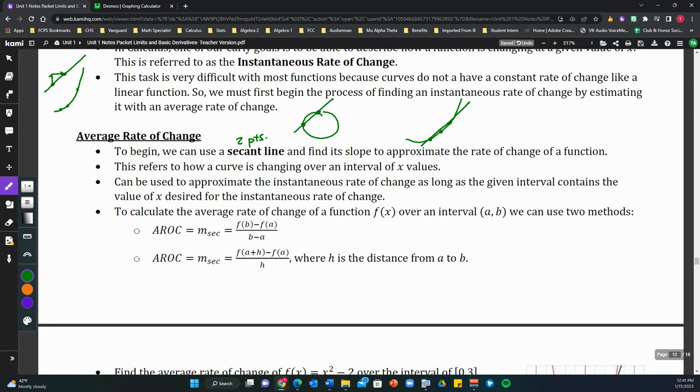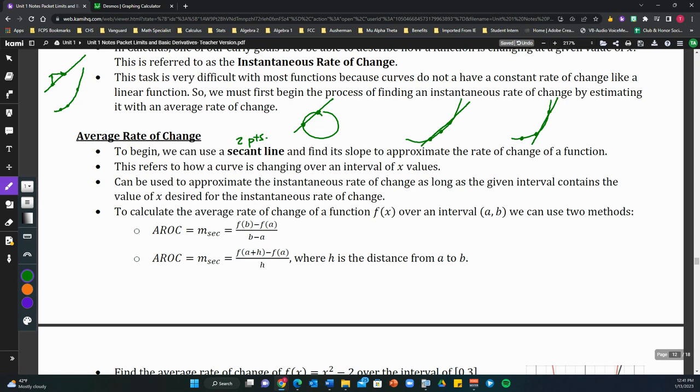When we do this, what we're really trying to determine is how that curve is changing over an entire interval of x values rather than just one. So again, we're using the average rate of change over an interval to estimate the instantaneous rate of change, as long as the interval that we pick contains the value of x that we are trying to find the instantaneous rate of change for. For example, if I wanted to know the instantaneous rate of change at this point, it wouldn't make any sense to pick these 2 points to draw my secant line, because the curve is a lot steeper on this part of the curve than it is back here.